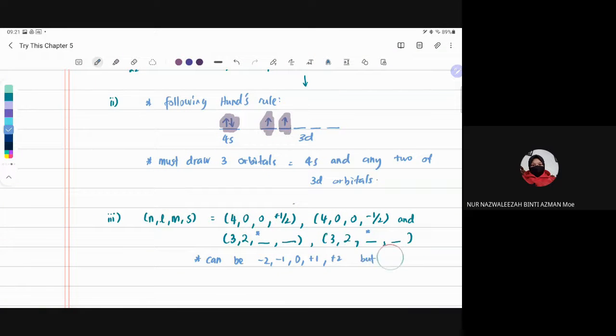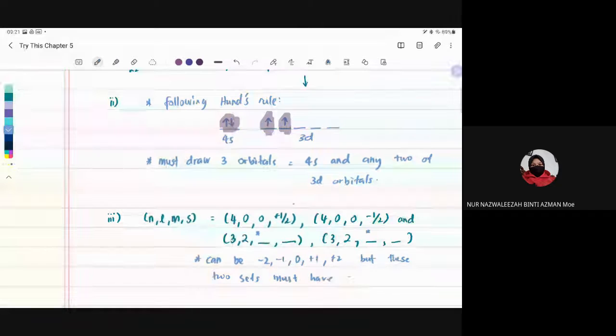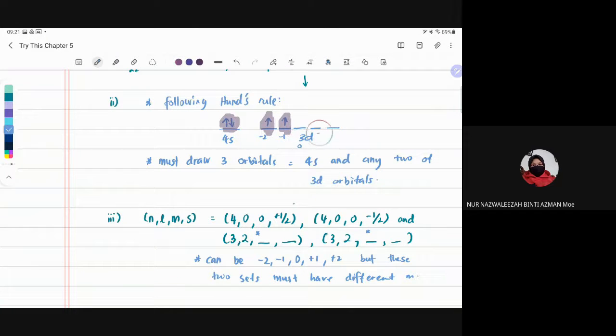But these two sets must have different m. Bermaksud, sebab kita tengok m itu adalah salah satu orbital ni. Kalau kita tulis, tadi kita ada -2, -1, kosong, +1, +2. Jadi kita akan pilihlah -2 dan -1 ataupun -1 dan kosong ataupun kosong dan +1 ataupun +1 dan +2 untuk dia punya m. Tapi nilai m dia tak boleh sama untuk dua-dua sebab elektron dia dekat orbital yang berbeza.